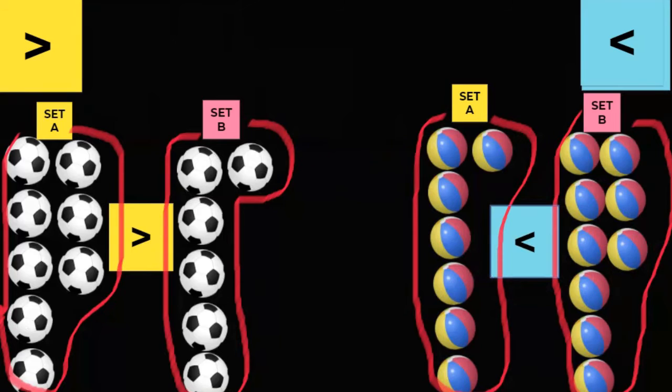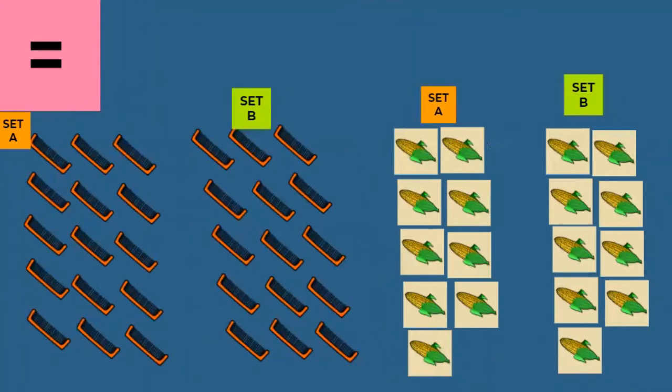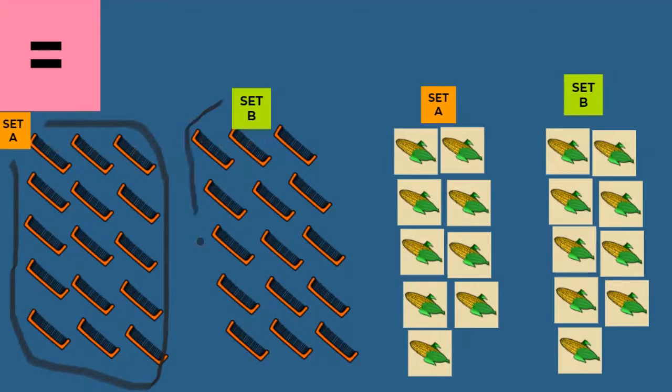Let's look at another sign here. Now this sign is called the equal to sign. Now we use this sign when both groups have the same amount. So let's work on these groups, set A and set B. In set A and set B, we have some combs. So let's see, 15 combs in set A, 15 combs in set B. What can you say about these two sets? They both have 15.